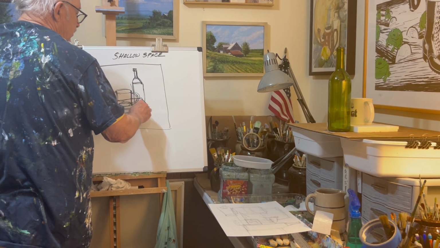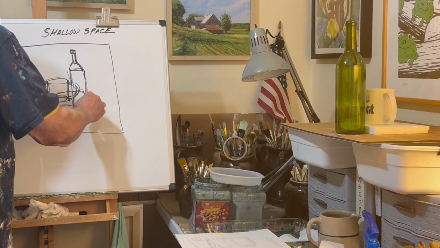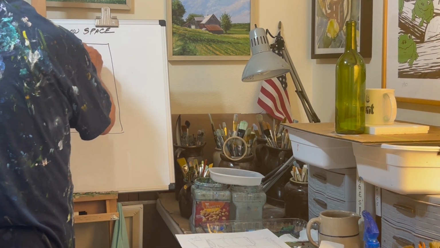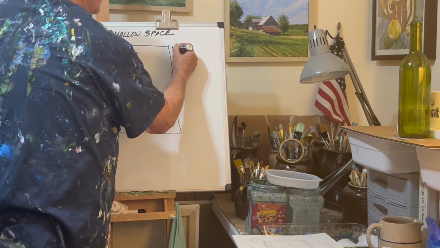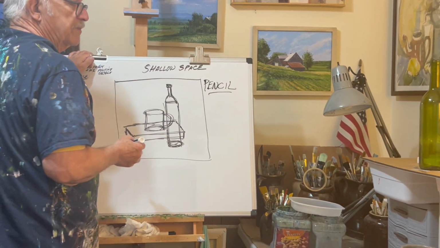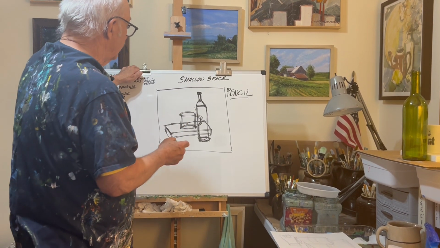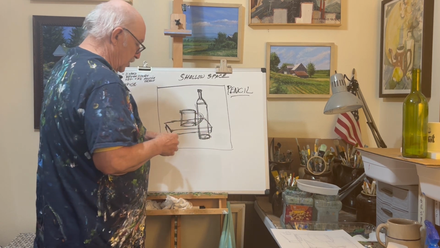But when you do this, I want you to leave the lines showing through, so it's like it's transparent. Also, very important, I want you to do this in pencil. I want you to be able to erase, and I want you to be able to shade. So don't do it in marker. I'm doing it with marker because it shows better on the dry erase board.